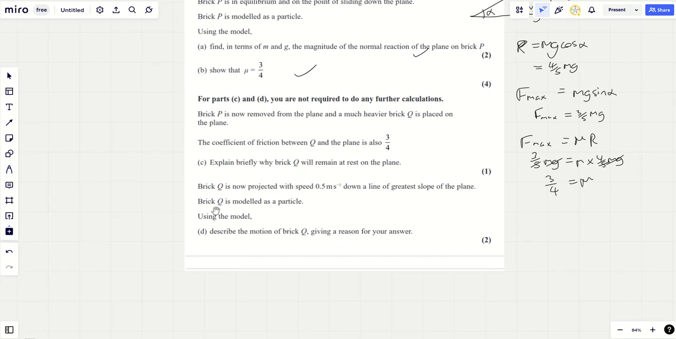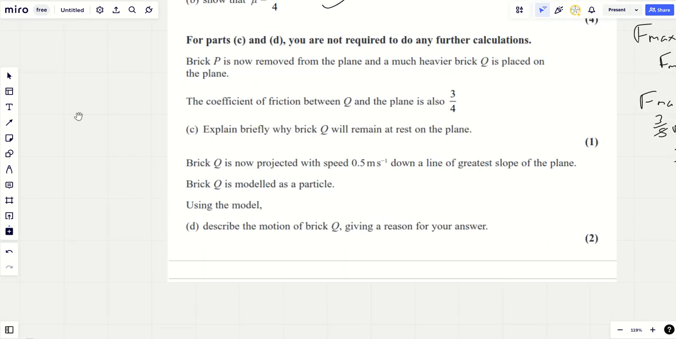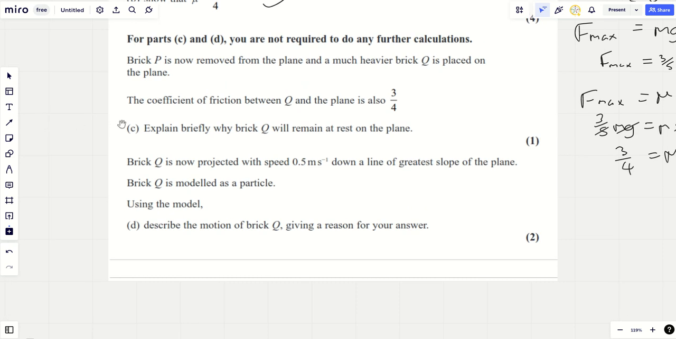Okay, parts C and D. You're not required to do any further calculations. Well, that sounds like a bonus. Don't have to do any maths in parts C and D. Brick P is now removed from the plane, and a much heavier brick Q is placed on the plane. The coefficient of friction between Q and the plane is also 3/4, so mu hasn't changed. Explain briefly why brick Q will remain at rest on the plane.